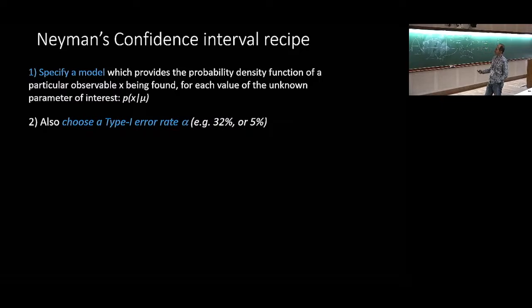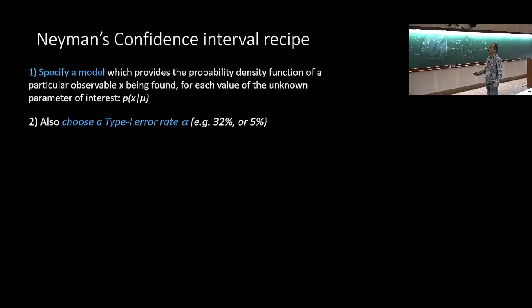So what the Neyman confidence interval recipe is, is a procedure by means of which you can extract intervals around your estimates. The first thing you do as you wake up in the morning is you specify a model which provides the probability density function of some observable being found for each value of the unknown parameter of interest. So you specify the model, P of x given mu. Mu is your value of interest, x is the data that you collect.